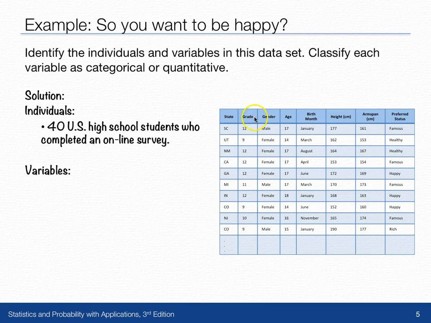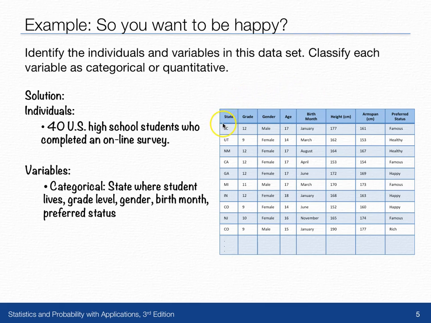So we have state, grade, gender, age, birth month, height, arm span, and preferred status. We'll want to categorize these as either categorical or quantitative, and you'll recall categorical variables assign labels that place individuals into particular groups. So for this example, the state where the student lives, the grade level, the gender, the birth month, and the preferred status would all be categorical variables. Now notice grade level is numerical. However, it doesn't make sense to take an average of this, so we'll consider grade as a categorical variable.